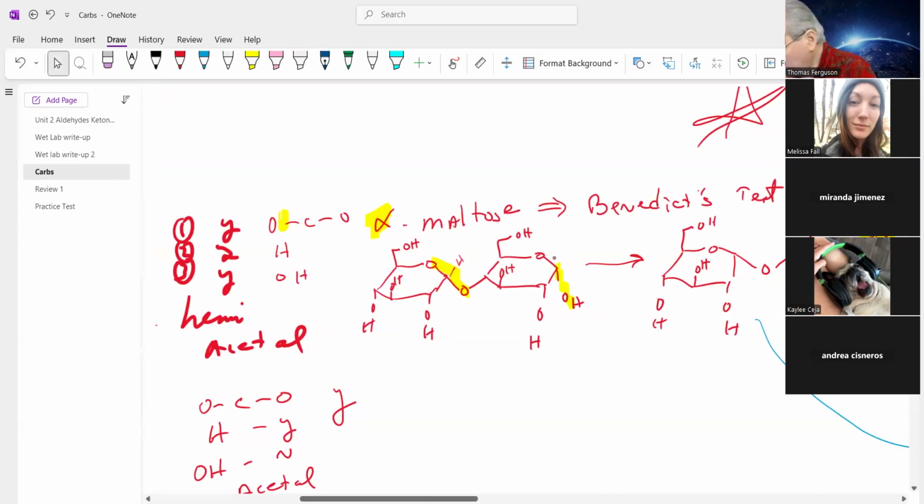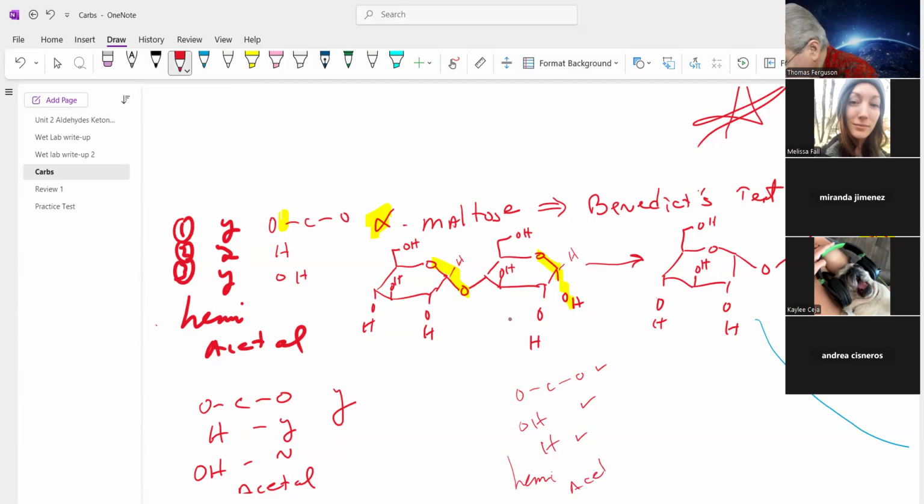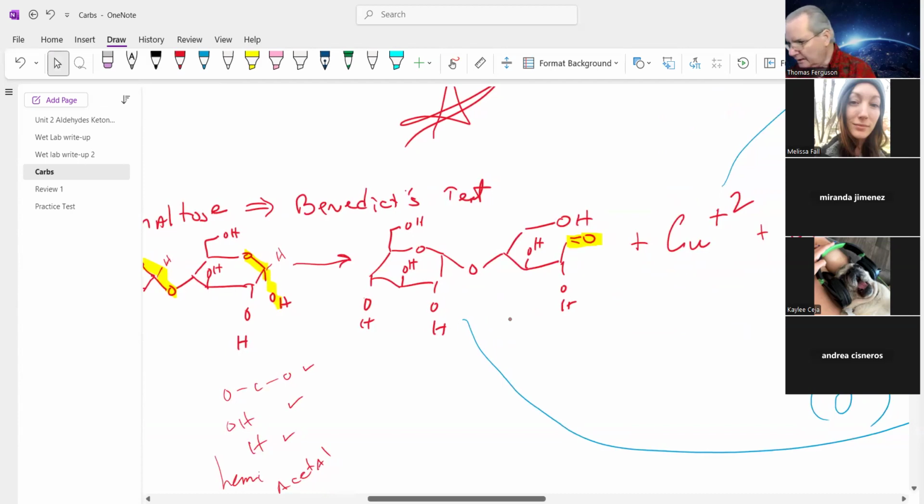Well, here on the right side, and I'm repeating this because it's tricky for students. That's why I'm doing this over and over again. Over here on the right-hand monosaccharide, we've got O, C, O, we've got an OH, and we have an H. There's an H right here. So this is a hemiacetal. So this can open up. It opens up to an aldehyde.